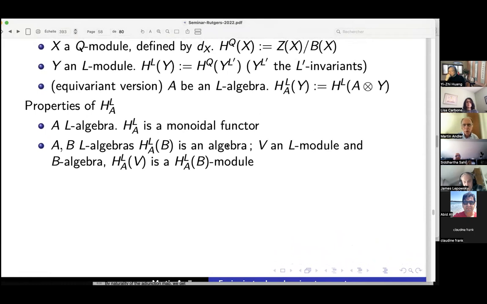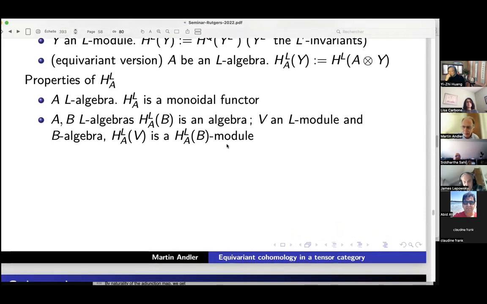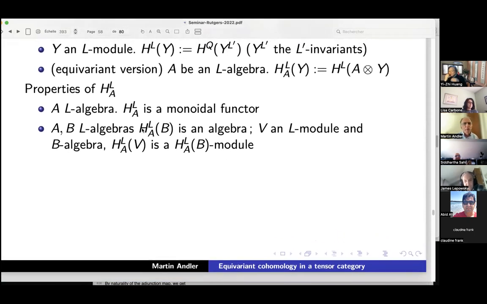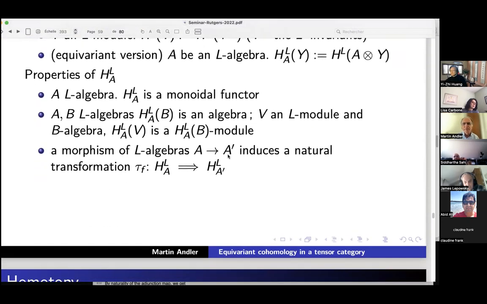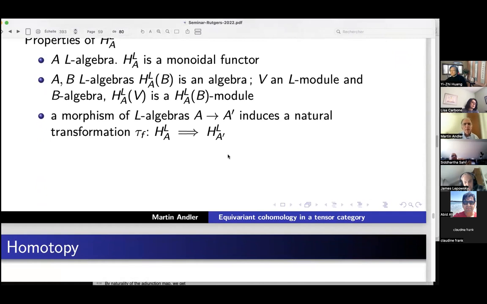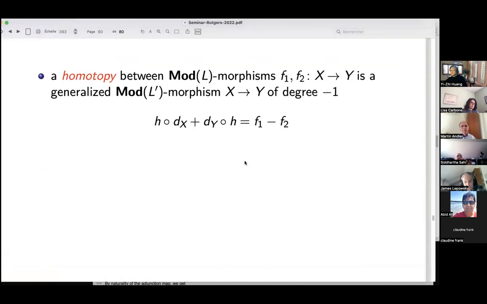So if you apply a monoidal functor to an algebra, you get an algebra. So if B is an algebra, H_LA of B itself is an algebra. And if V is a module, H_LA of V is an H_LA of B module. We can show that the morphism of L algebra induces a natural transformation from H_LA to H_LA prime.